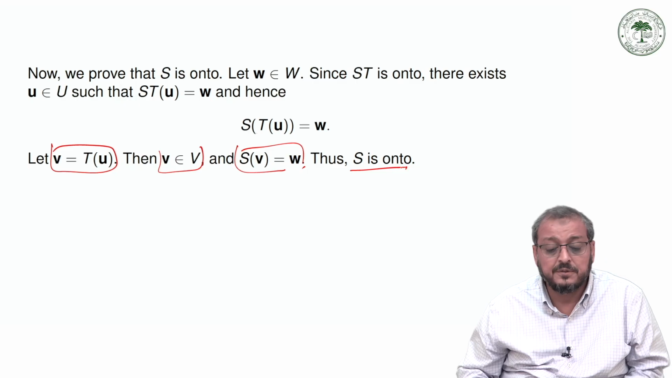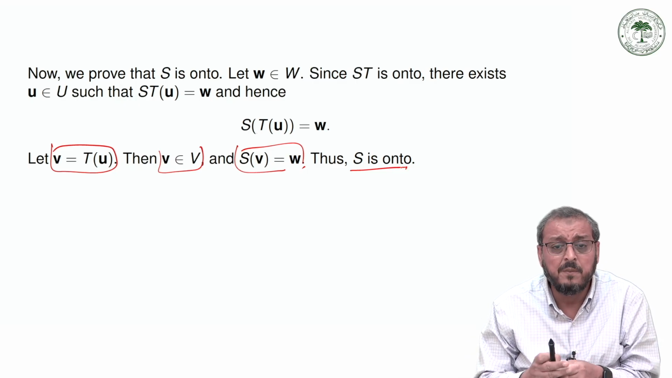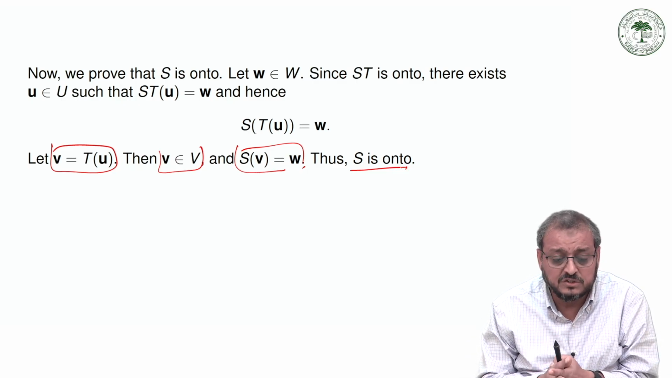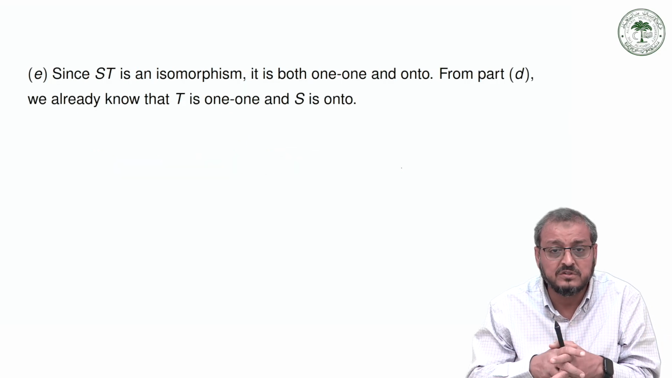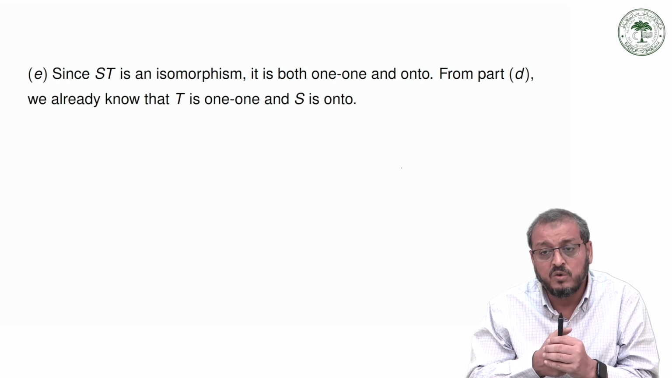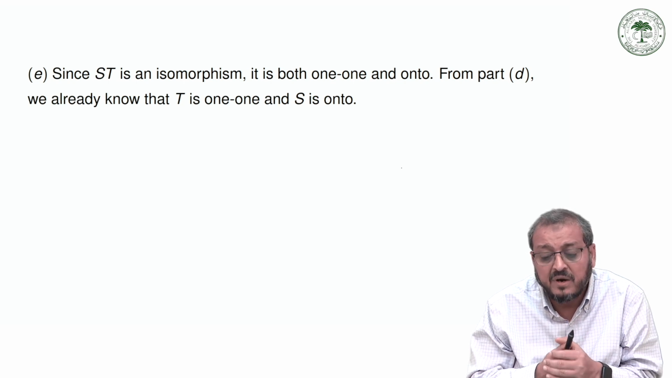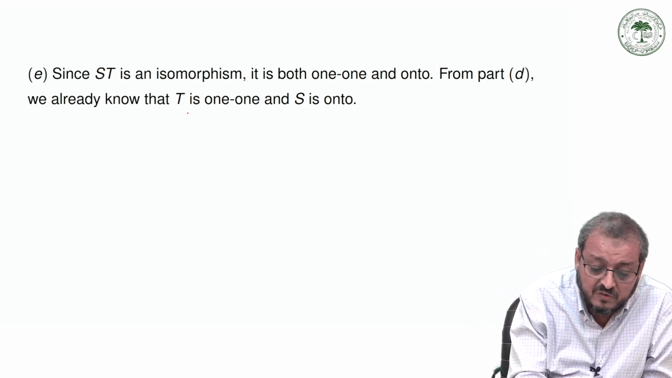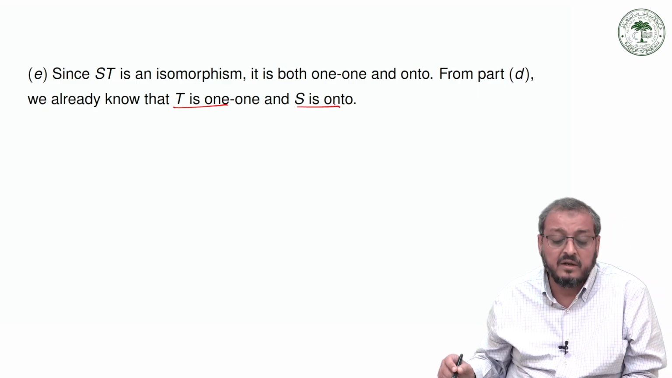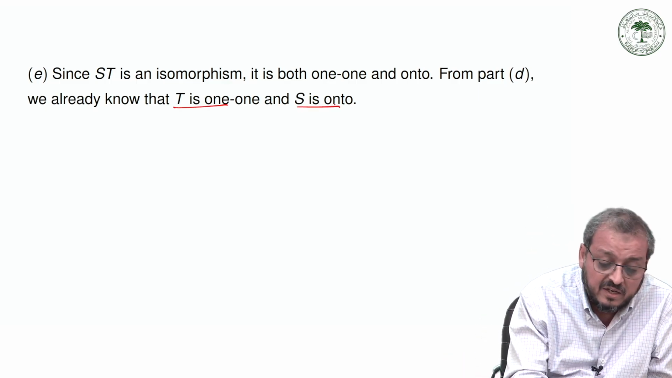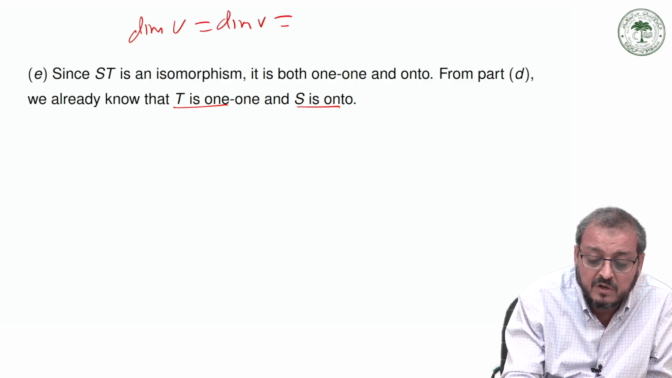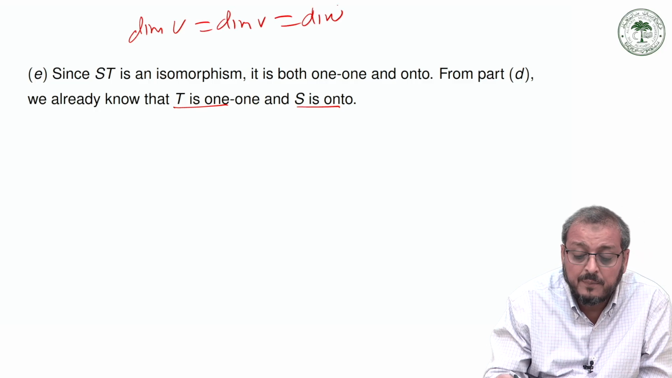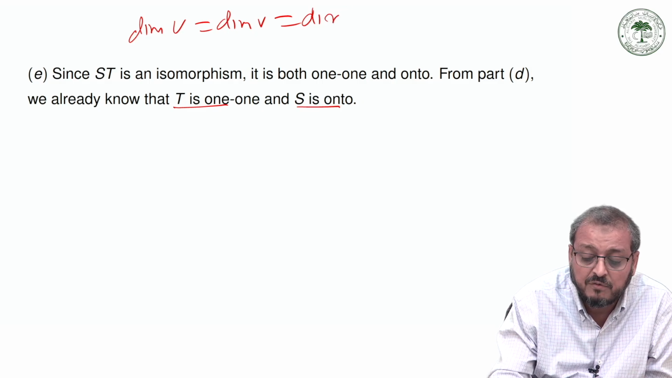Now we move to the last part of this theorem. The last part of this theorem is saying that you have to prove that if ST is an isomorphism, then it is both 1-1 and onto. And then by part D, we know that T is 1-1 and S is onto. And the statement is saying that the dimension of U is equal to the dimension of V is equal to the dimension of W. It means clearly that the dimension of all the vector spaces is the same.